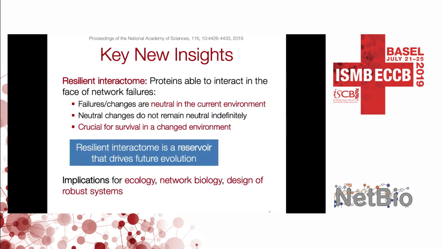So to summarize, the key new insights here are that resilient interactome is a measure that indicates that proteins are able to interact with each other in the face of network failures. Those failures might be neutral in a current environment, but those might not remain neutral indefinitely. So when the environment changes, all of a sudden the power of resiliency can really offer the species opportunity to thrive in a changed environment. So the way to think of it is a resilient interactome is a reservoir that drives future evolution and gives opportunities for evolutionary innovation, which has a bunch of consequences and implications for design of robust systems as well as ecology.